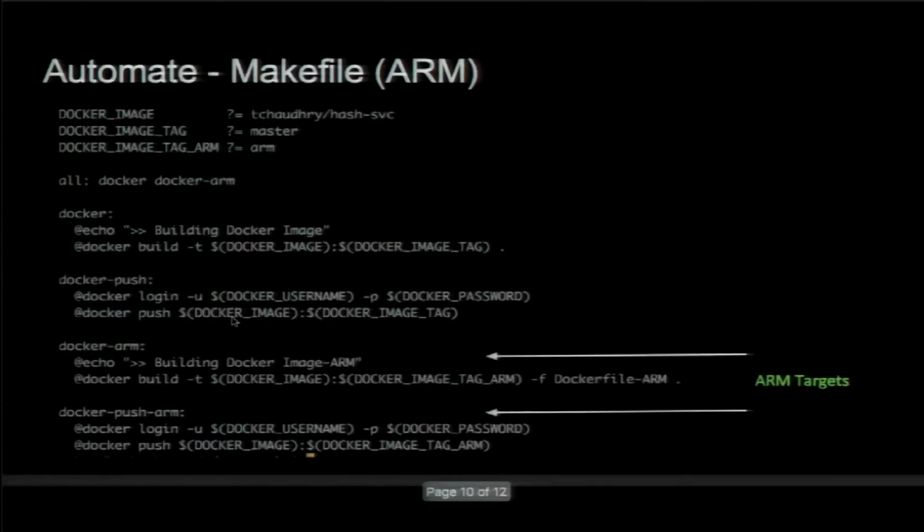And in the Makefile, I have new targets, so I will now do Docker ARM instead of Docker, and Docker push ARM. So I can run all 4 of them and get 2 images in the end with the same pipeline.